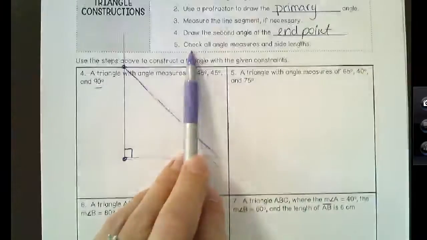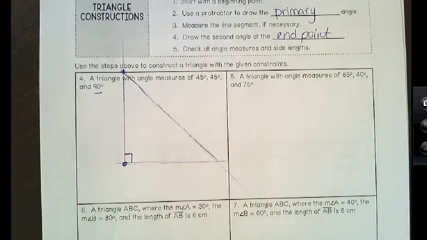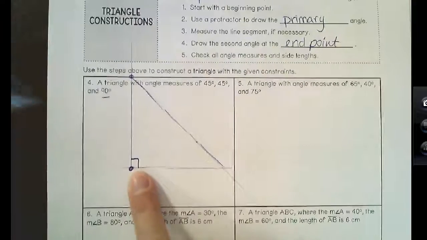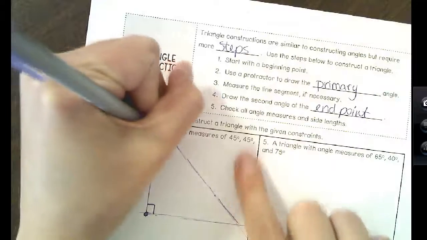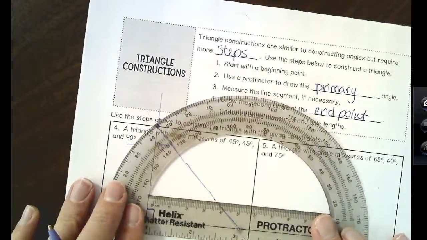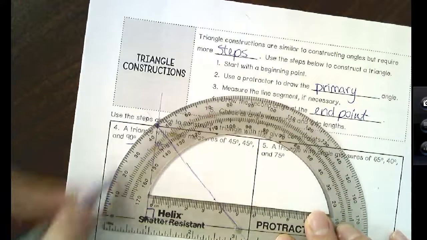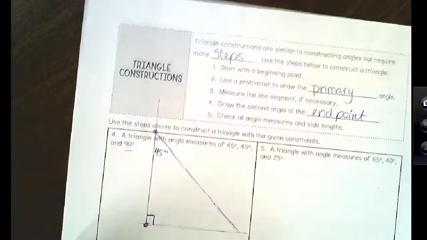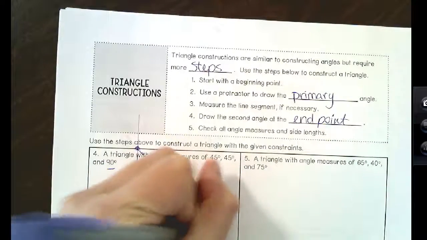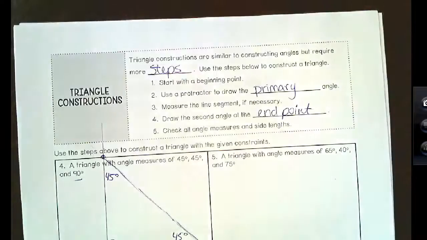And then step 5 says to check all angle measures and side lengths. So I've already done this. This is 90 degrees. I created this angle at 45 degrees, so I know that that's 45 degrees. But now it's important, this third angle right here should also be 45 degrees. So I'm going to line this up right where they intersect, and I'm going to double check, and that angle in fact does wind up at 45 degrees. So I just created a 45, 45, 90 degree triangle.